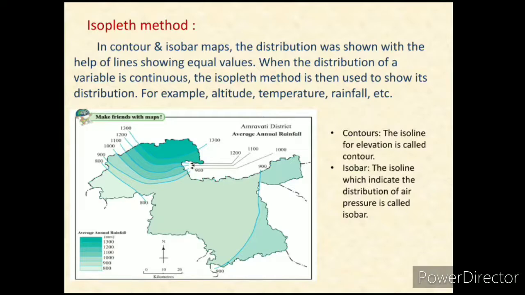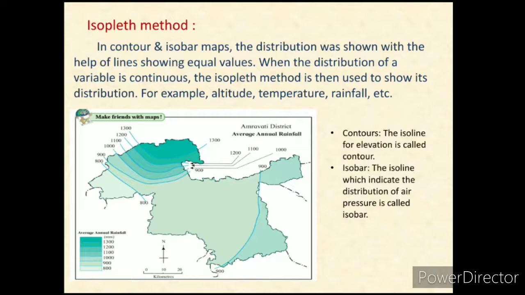Before learning this point, you must know the concepts isoline, contour and isobar. Isoline means a line on a map joining places of equal values. Contours, the isolines for elevations, meaning showing the height of a place, are called contours. Isobars, isolines that indicate the distribution of air pressure, are called isobars.